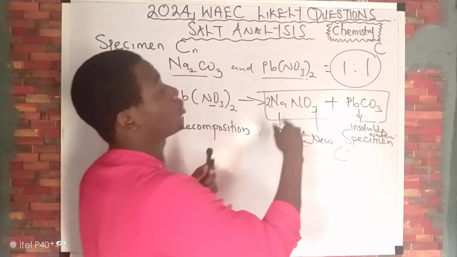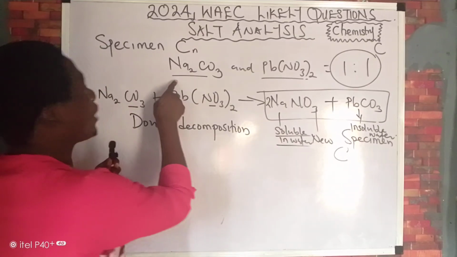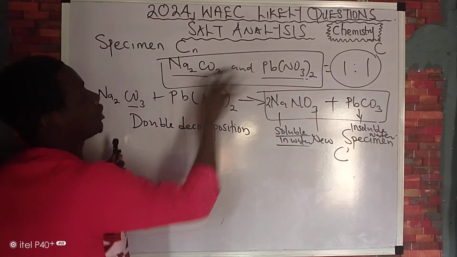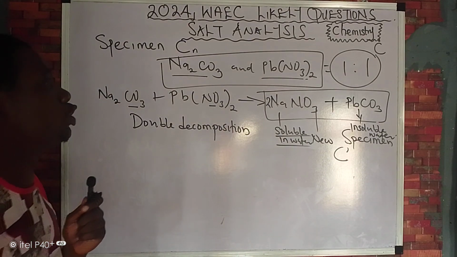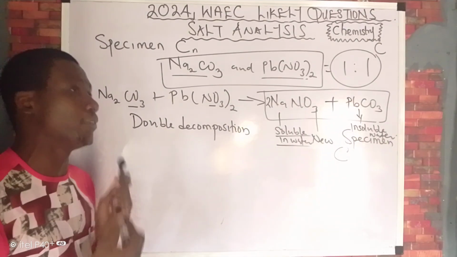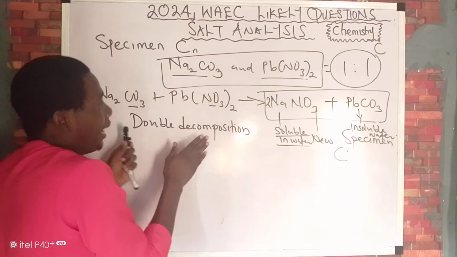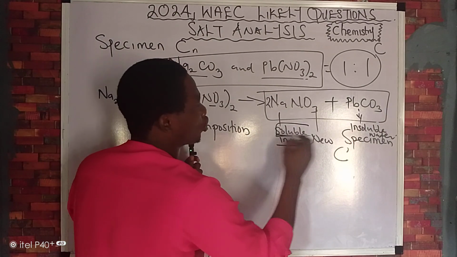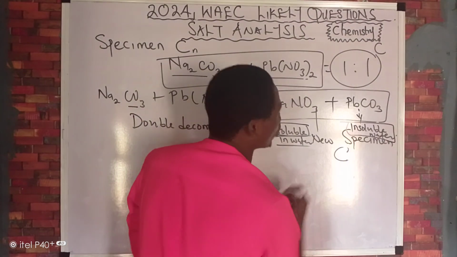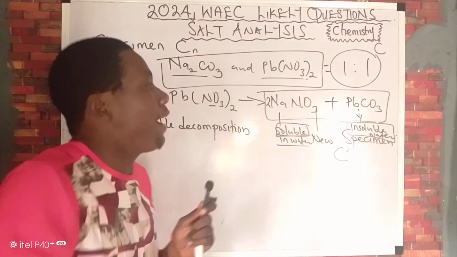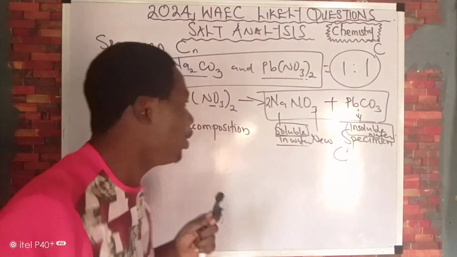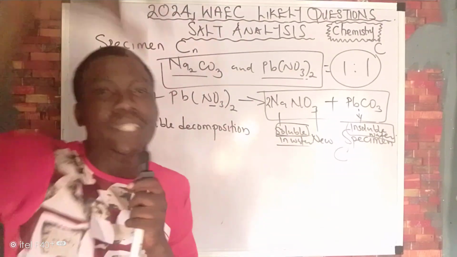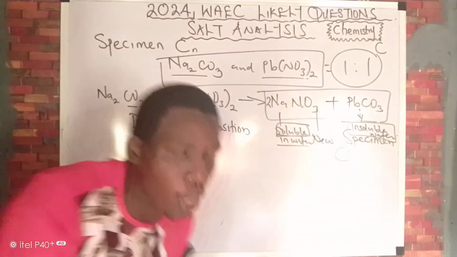The reason why they will have to react is because, remember, the initial specimen was this one. And if these two ordinarily dissolve in water, they'll both be soluble. So it will be difficult to test for the filtrate and the residue. So that is why they have to react. And by the time they react together, you have these two. This one is soluble. This one is insoluble. That is to say, if I dissolve specimen C in water, you will discover that some part of the specimen will dissolve, while some will be left undissolved.